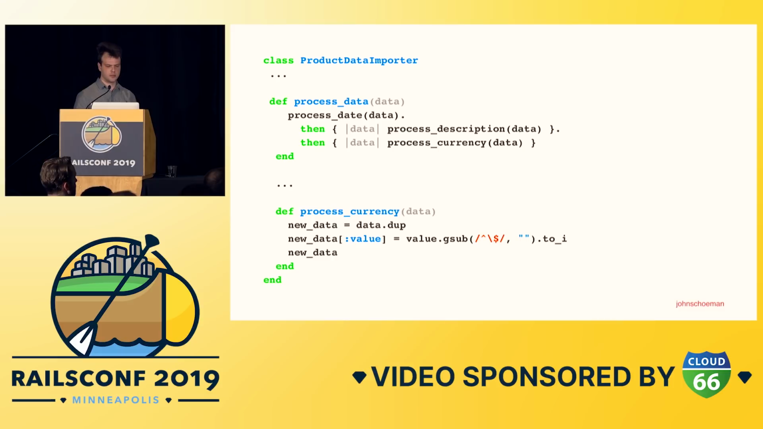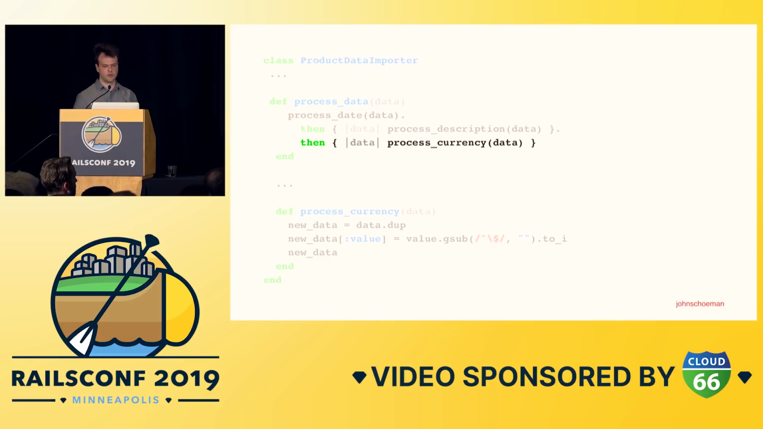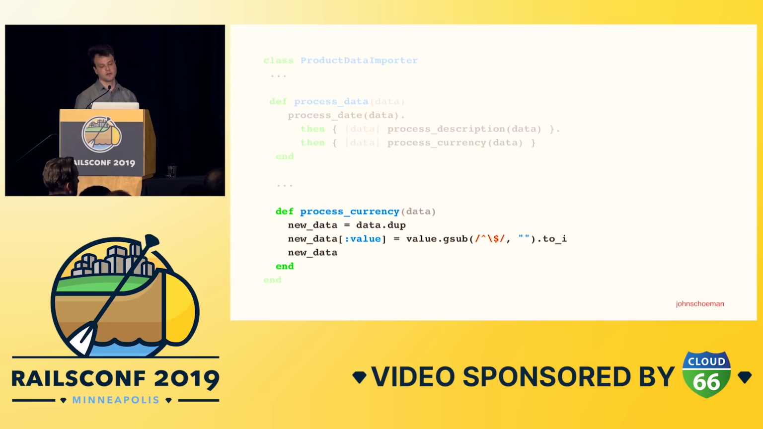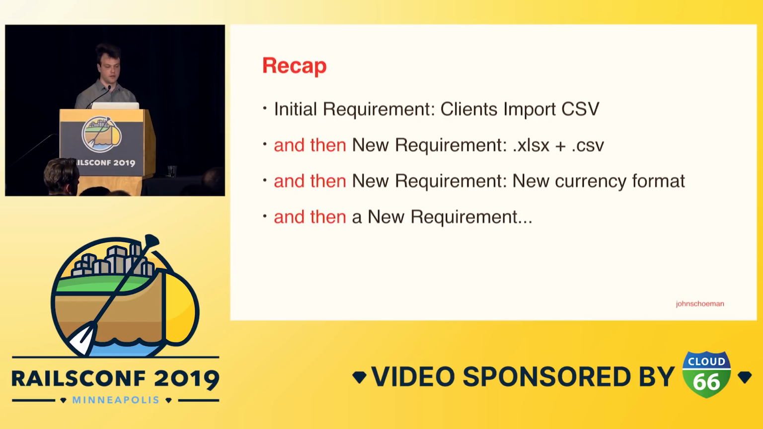Implementation of that is similarly pretty straightforward. All we need to do is add a new function at the end of our data pipeline, passing in then, processing the currency, similar solution where we're just going to strip out using gsub, passing in the data, and so forth. And that's it. We ship the code, life is good, time moves on, there is much rejoicing and success, people are making money.